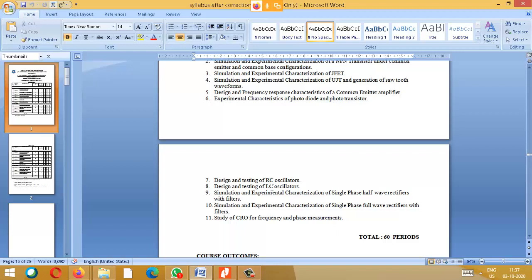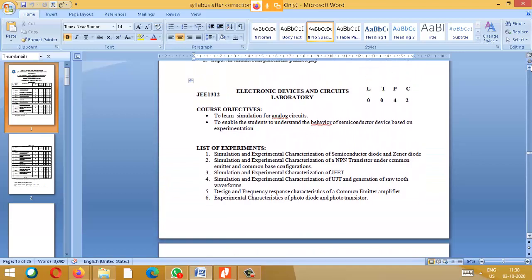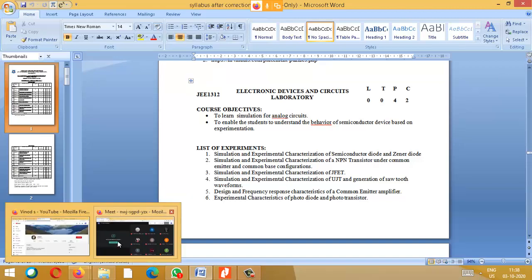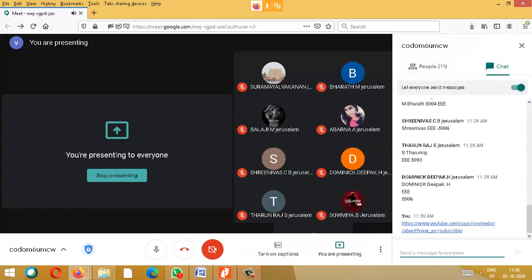So we will see RC, then LC, then we move on to applications like rectifiers. Rectifiers convert AC to DC, and you have half wave and full wave. Then the study of the CRO. CRO means cathode ray oscilloscope, which is usually used in the lab to see waveforms. All these 11 experiments constitute your electron devices and circuits laboratory.